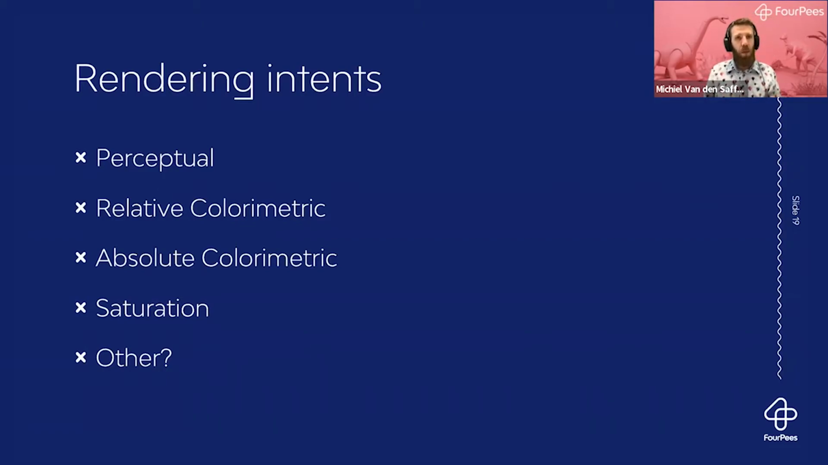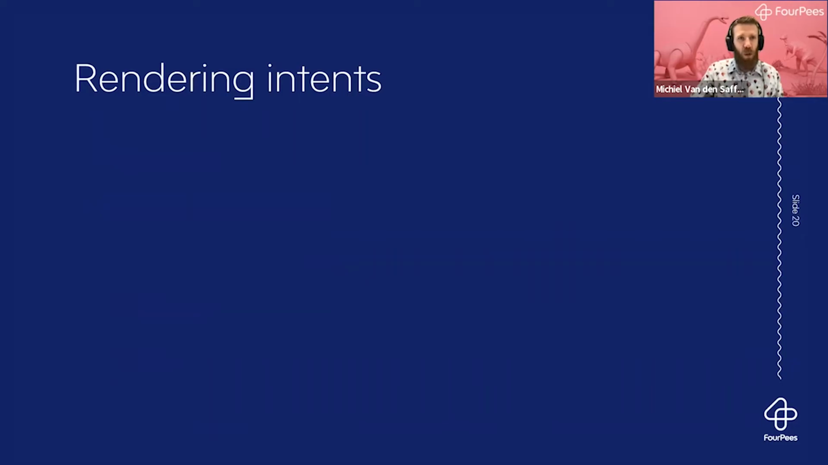There are 4 original basic rendering intents that you probably know by name. You've seen them while working in Photoshop, in Designer, Illustrator, or in your RIP or wherever. It's perceptual, relative colorimetric, absolute colorimetric, and saturation. Can there be others? Yes, there can be others. More about that at the very end of this presentation. Let's go through a few of these.